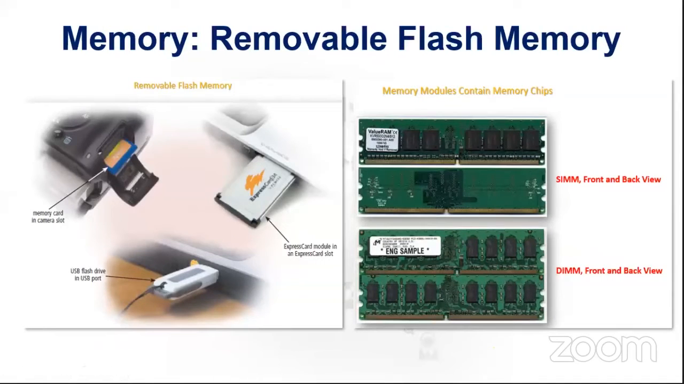This slide shows the different types of memory that are used in a computer and electronic devices. For example, the removable flash memory. So you can see this is the removable flash memory, such as a USB flash drive, which can be inserted into the USB port of a computer, and the memory card can be inserted into the digital camera. Over here, we have a digital camera, and the memory card is inserted into the digital camera. Here we have the SIMM and the DIMM memory modules, and they are inserted into the memory slot of the motherboard.